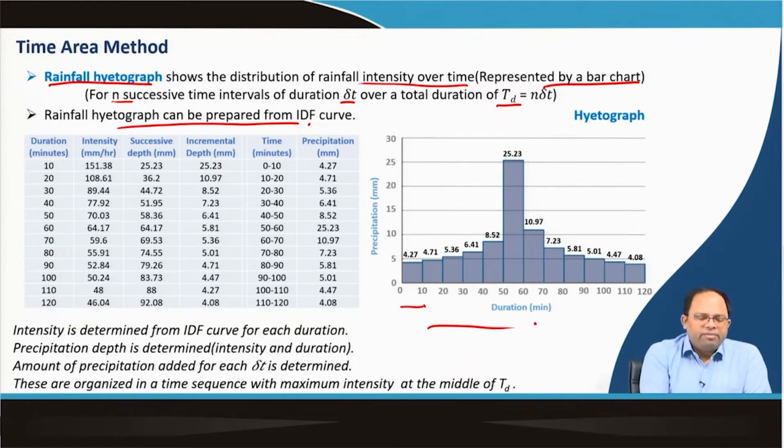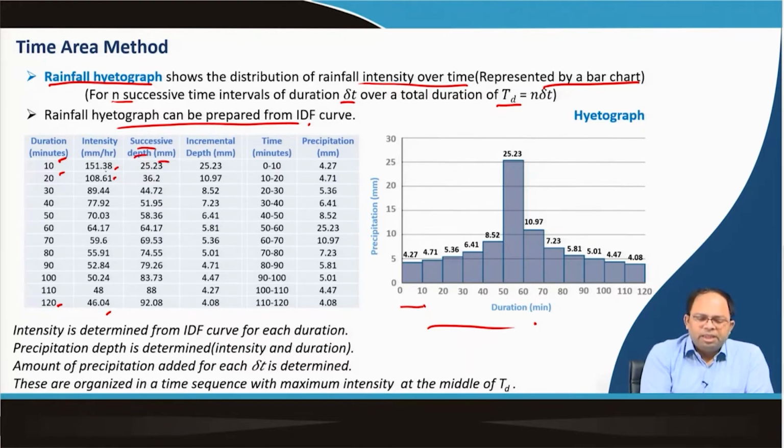Now, for a rainfall duration of 10 minutes, the intensity of rainfall we find from our IDF curve is 151.38. For 20 minutes, it is 108.61. So, this is how we determine, for different durations of rainfall, what is the maximum intensity from the IDF curves. Once that is determined, then we need to determine the successive depth of rainfall, which is in millimeters.